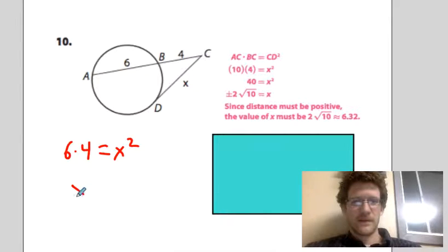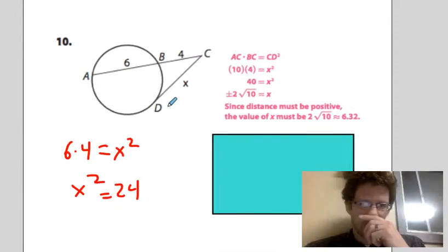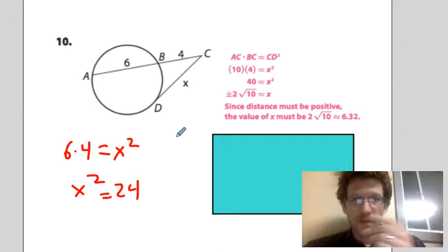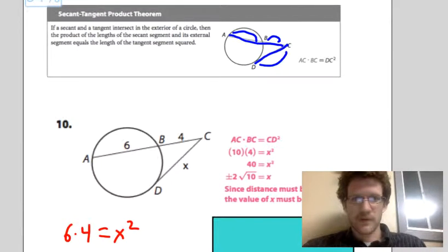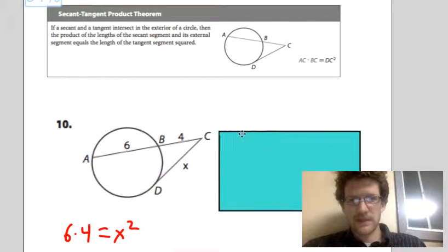So therefore, x squared equals 20. Oh, I put it right there. Wait, what? How did I mess that up? Oops. Shoot. I messed it up. That's what I get for going quick. Nope, you didn't see that.